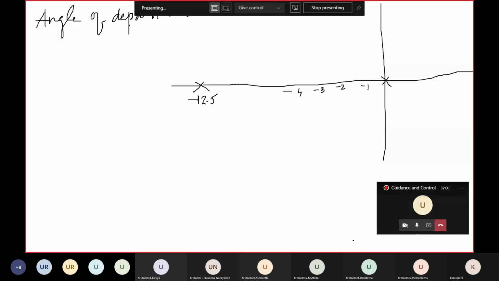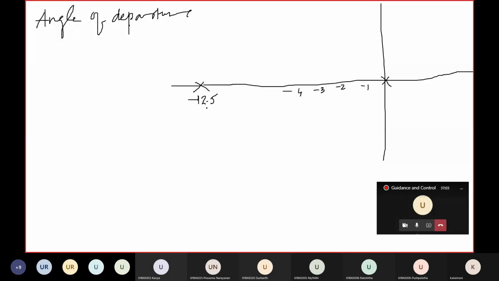Is the screen visible to all of you? Yes, sir. Then we have to find out the angle of departure. What is your complex pole? The complex pole is minus 1.4, 1.13j. Here, 1.13j, minus 1.4. And here one pole is there. Here it is minus 1.4. Then a zero is located at minus 3.1. The zero is what? This is a small circle. Okay. Then another pole, minus 1.4 minus 1.13j.